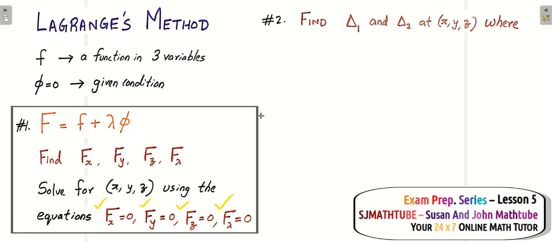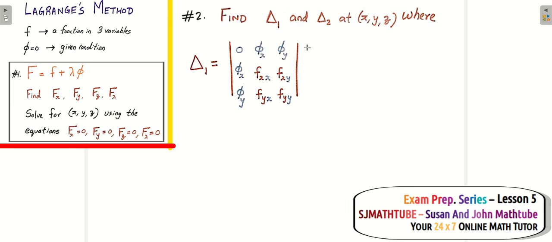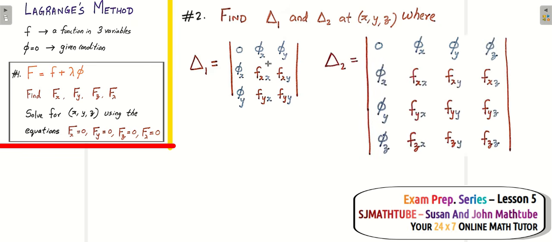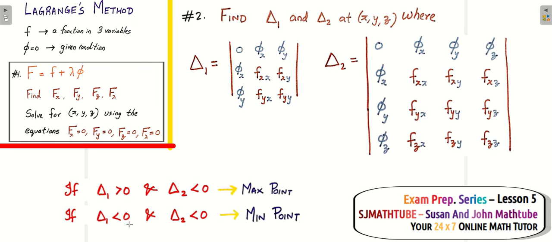Now to test, and this testing part will be a little bit difficult if you don't have calculators, or if the determinants, delta 1 and delta 2, contain some non-numerical values. Here is our delta 1 and delta 2. If delta 1 is greater than 0 and delta 2 is less than 0, it is a maximum point, and if both are less than 0, it is a minimum point. You can take a screenshot or a print screen of this page. You have the formula here.